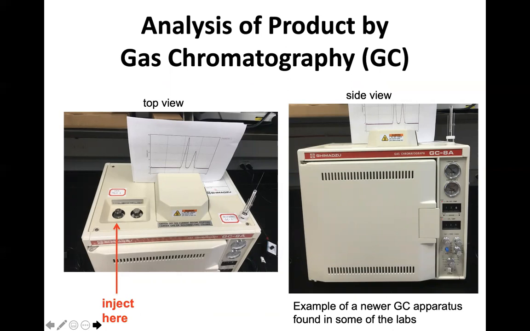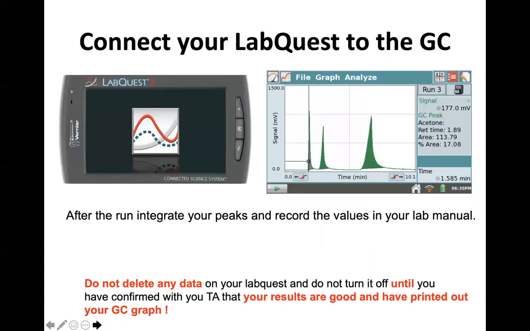Okay, so this is not included in your lab manual today, but we have instructions on how to use a GC that's going to be available for you in the lab. All right, and we're going to analyze everything with LabQuest. So you're going to connect the LabQuest to the GC, and the GC is going to show you your gas chromatogram. Definitely make sure you don't delete your data until you have confirmed with your TA or your professor that your results are good. And you can probably print out your GC.